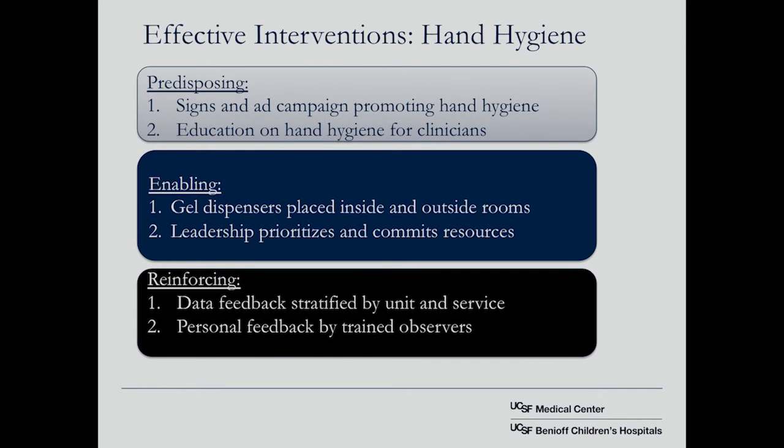In the case of hand hygiene, the predisposing interventions included an educational campaign. The enabling interventions included the ergonomic interventions and also included the critical role of medical center leadership in prioritizing hand hygiene as an issue and committing resources to the problem. The reinforcing interventions, which involved more upfront effort but were also higher impact, included measuring and feeding back data stratified by each unit and each service, and personal feedback by trained observers on each ward who would observe hand hygiene and provide feedback when they saw that hand hygiene was not being performed appropriately.